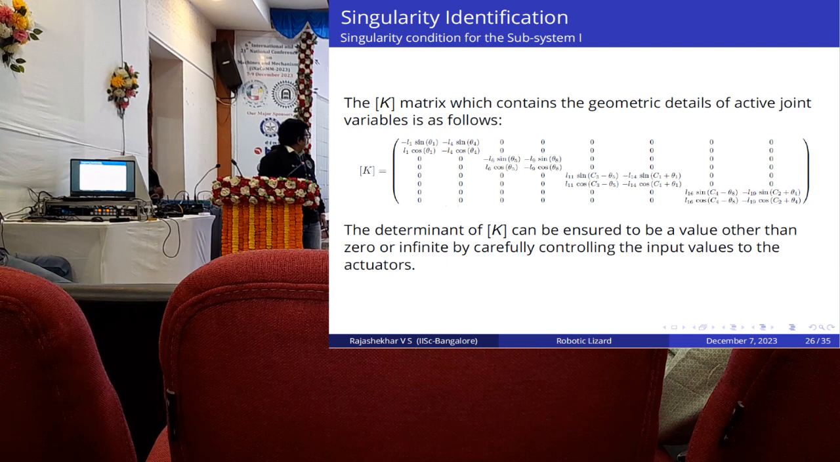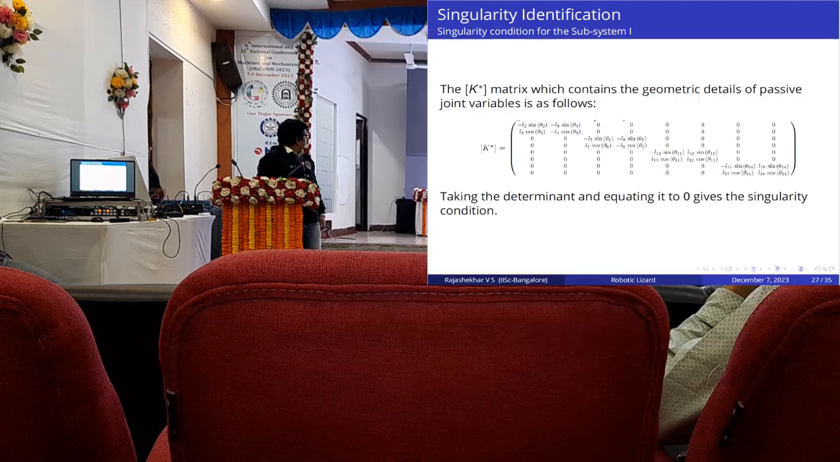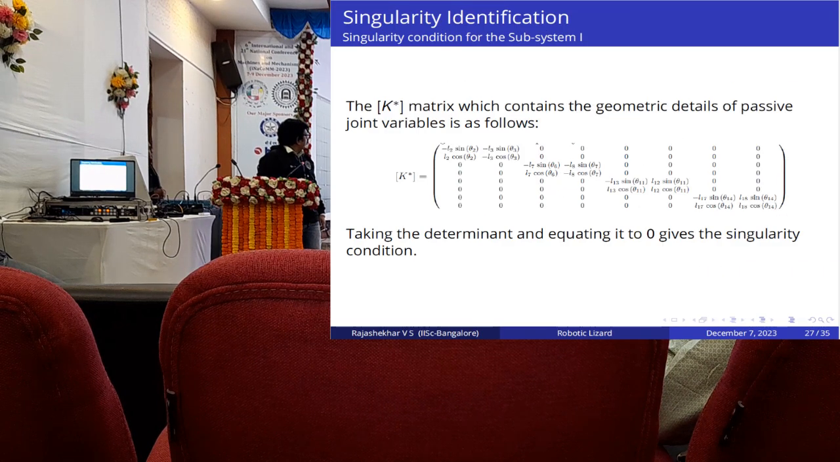This is obtained from the input active joint variables. If this matrix becomes 0, then there is an actuated singularity. And for the passive variables, this is the 8x8 matrix for the entire body alone. As you can see, there are 4 actuators, and there are totally 8 equations considering the scalar form which was mentioned earlier. K star is the matrix which denotes the passive joint variables, and if this is 0, that means the robot is in a singularity position.